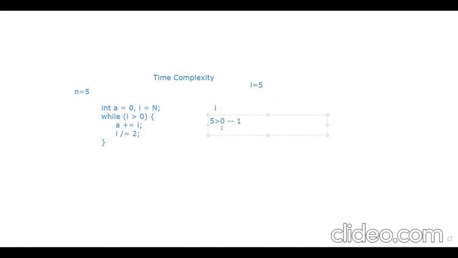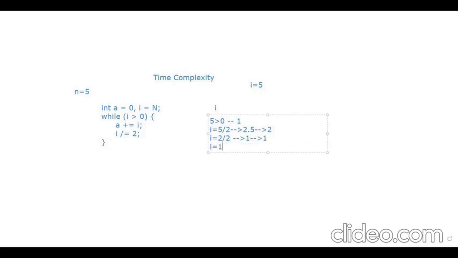After that, we are calculating a plus equal to i. So the a value becomes 0. And i divided by 2 means 5 by 2, which is 2.5, approximately 2. So after that, the i value is 2 by 2, and we get the answer as 1.